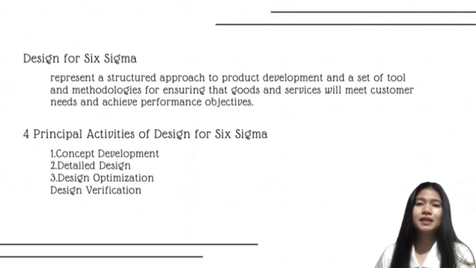So, design for Six Sigma consists of four principal activities. So, first is concept development. It focuses on creating and developing a product idea and determining its functionality based on customers' needs, technological capabilities, and economic resources. Second is detailed design. This is where the design is concentrated, as well as the plans, specification, and design parameters are developed para ma-make sure na yung product is ma-fulfill yung required functionality or design criteria ng concept. Third is design optimization.